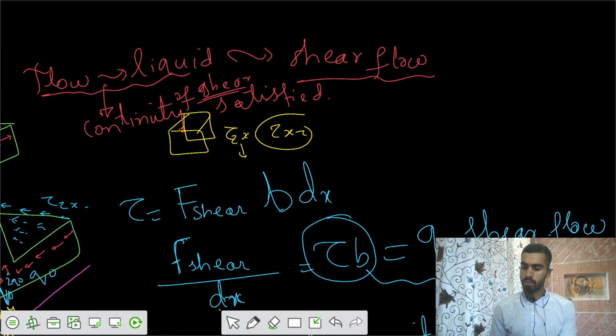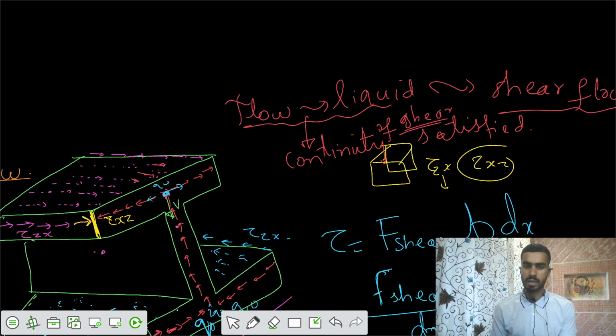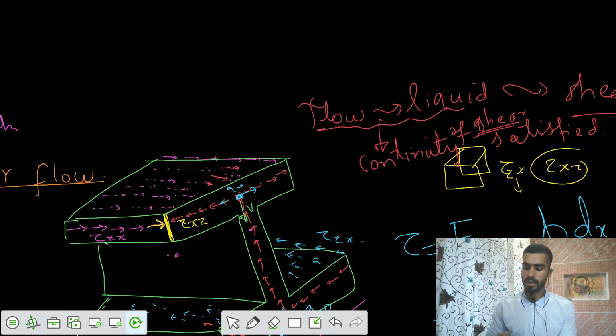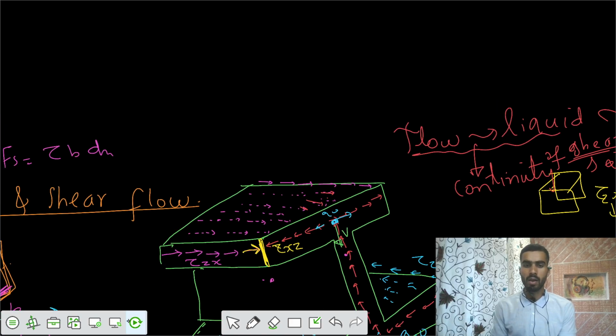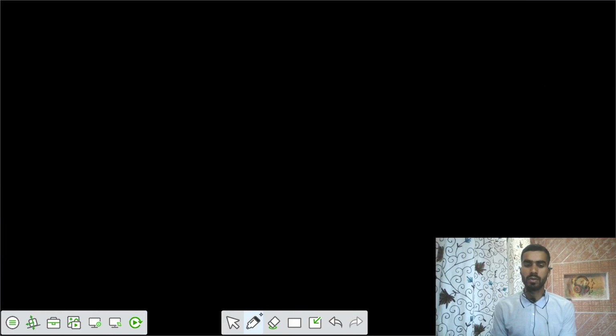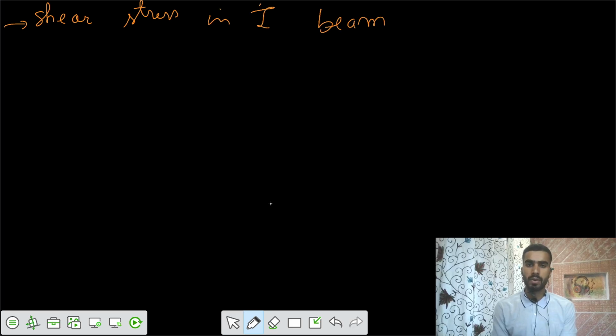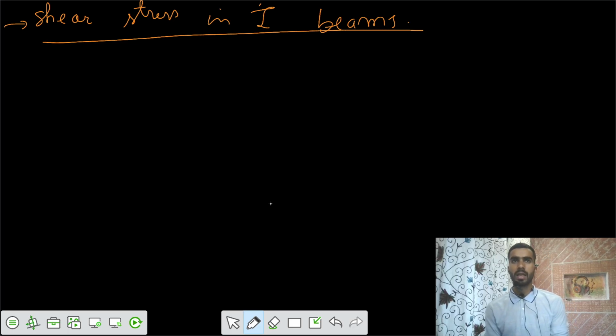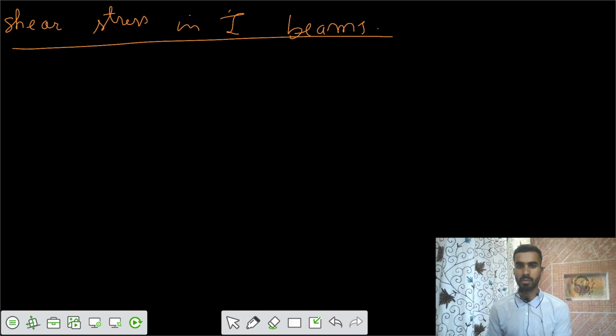Now one more thing: let's take the case of the I section. We want to say whether this continuity is satisfied. So let's write the shear stresses in the I section beams. We already solved problems, but that was based on specific values. Now I want to take a general picture of the shear stresses in I section beams.